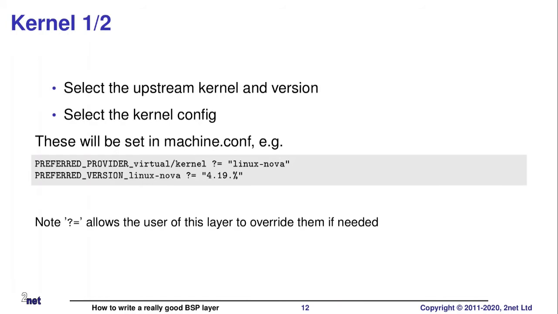Kernel. As Marissa just said, there are lots of different kernel configurations for all the BSP layers. Every BSP layer always tweaks the kernel in some peculiar way. Now, we can argue as to whether we should be using vendor kernels or some kind of mainline kernel. Chances are you actually end up using a vendor kernel. So in my case, I have linux-nova, that's my kernel, and I specify the version here and a few other things. Note that I'm doing these things with a ?= so that anybody using my BSP layer can override them if they so wish. Okay, we should be flexible. If people want to change things, let them do that.